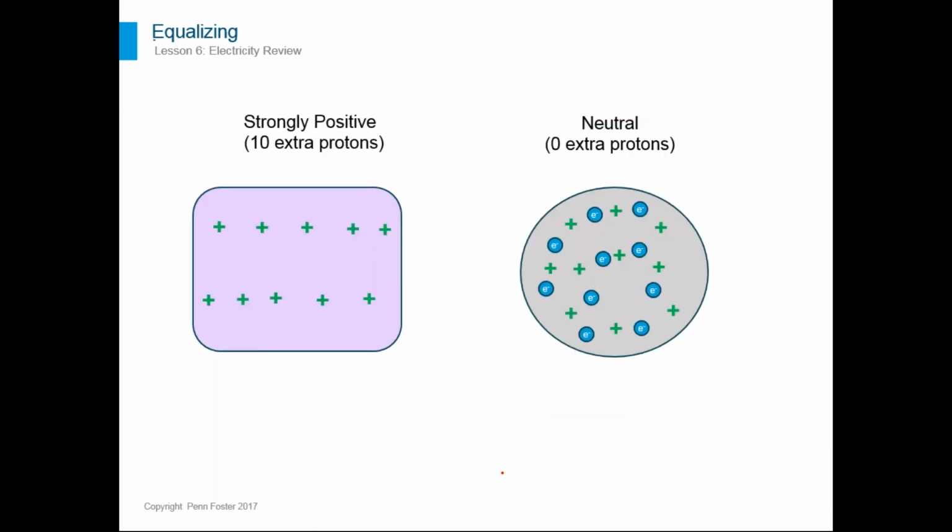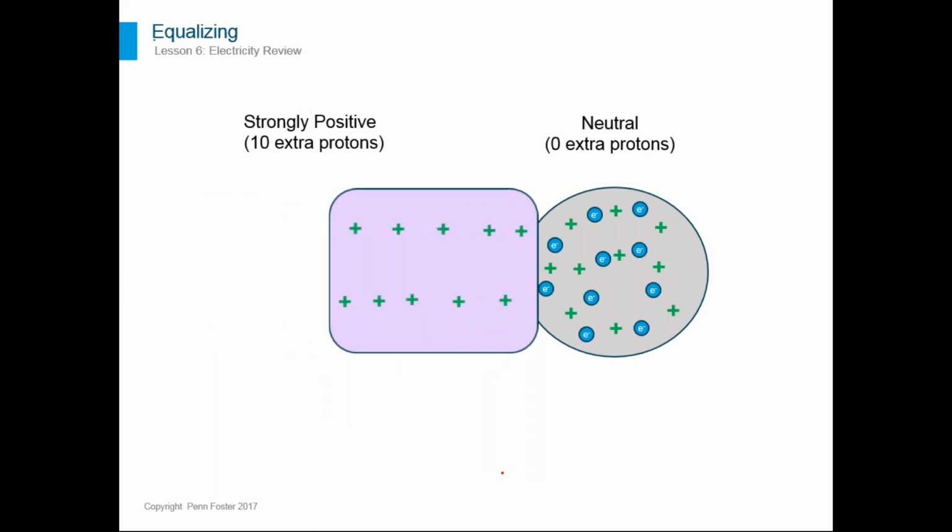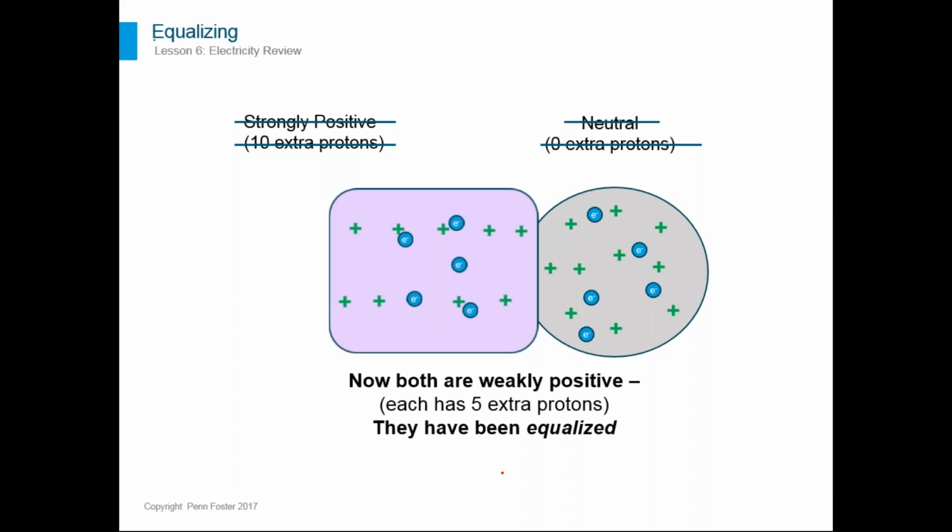And remember, the protons can't move, so if a neutral object comes in contact with a positively charged object, electrons will flow out of the neutral object towards the positive object until the charges are equalized. So in this case, both will have a positive charge, but again, it's less of a charge than the original positively charged object. So the two of them now have a similar charge. So we again say they've been equalized.